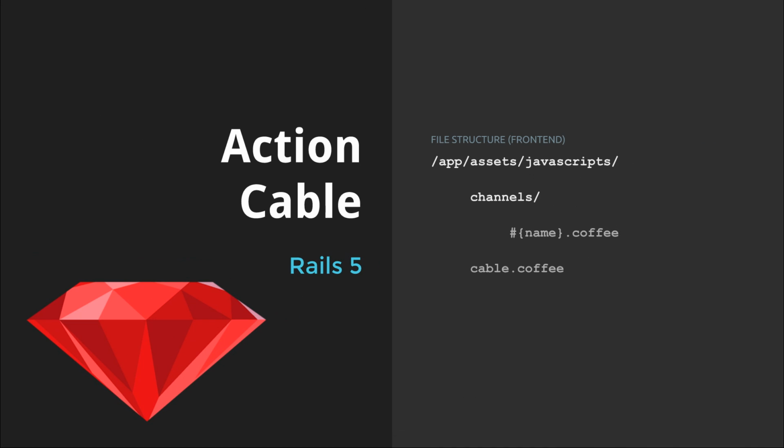On the front end, you'll have a channels folder added in the JavaScripts. And this is assuming you're using the generators. You could write the JavaScript yourself, in which case these generated files and code could be placed anywhere. But with the use of the generators, you'll have a channels folder, and you'll have name.coffee for each channel that you create, and then you'll have your main cable.coffee.